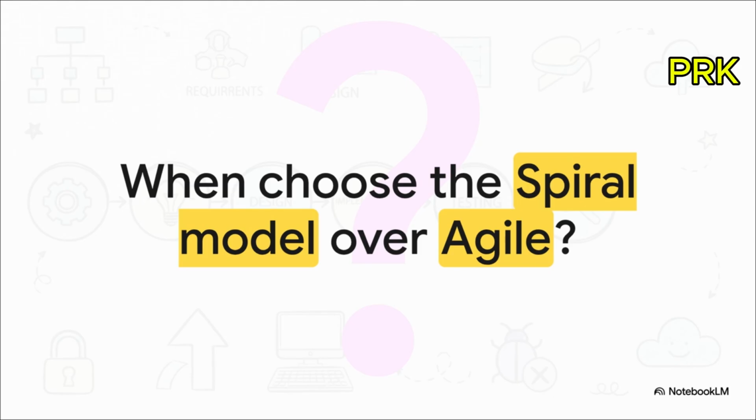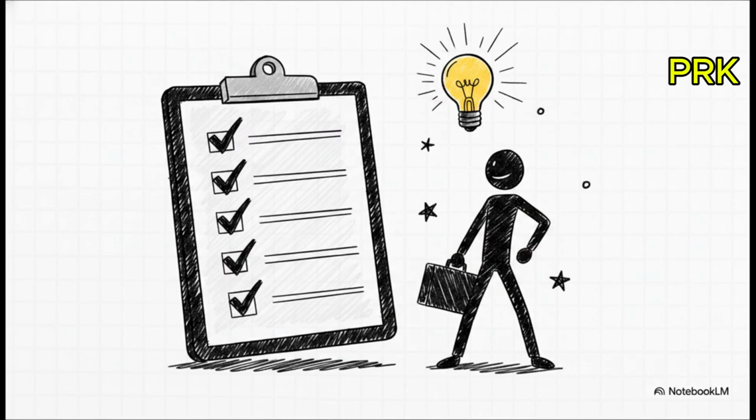Look, Agile is fantastic for a social media app, but spiral? Spiral is what you use when you are coding the launch sequence for a literal rocket ship, where failure is absolutely not an option. Okay, here is your final checklist.